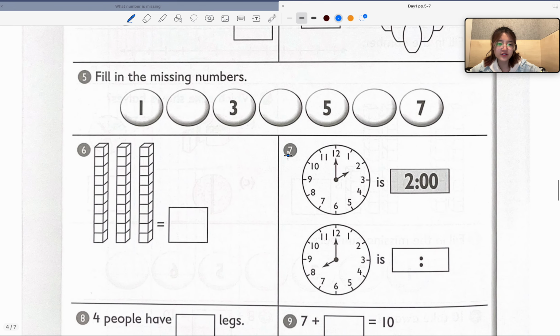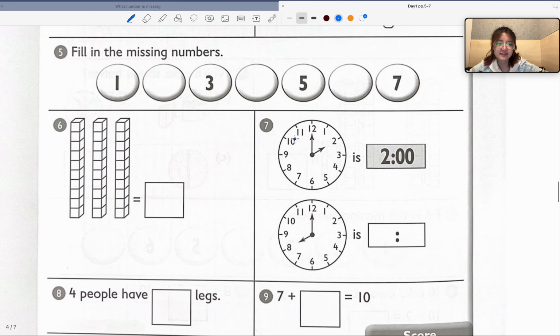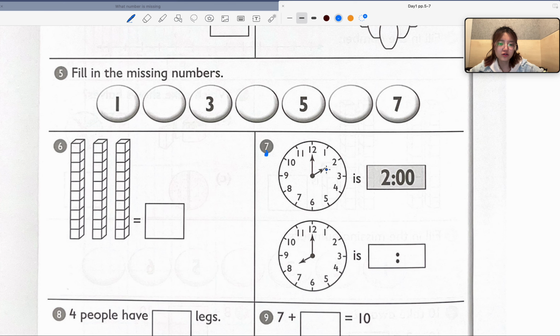And also for question 7. Oh, 1 second. This one. So now for the first clock, we can see the hour hand is pointing to 2, so the hour is 2. And now the minute hand is pointing to 12, which means that's the starting of 1 hour. So it's 2:00.